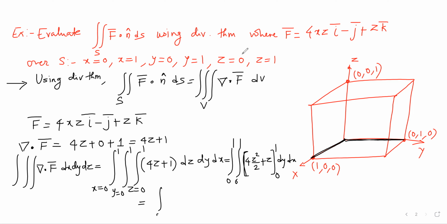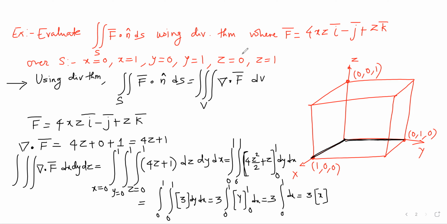So we'll evaluate this, 0 to 1, 0 to 1, put the limits. So what we get is 2 plus 1, that is 3, 3 times dy dx. Now we'll take the 3 outside and integrate with respect to y from 0 to 1, dx. So we get 3 times the integral from 0 to 1 of dx. The integral of 1 with respect to dx is x, so you put in the limits and we get the answer as 3.